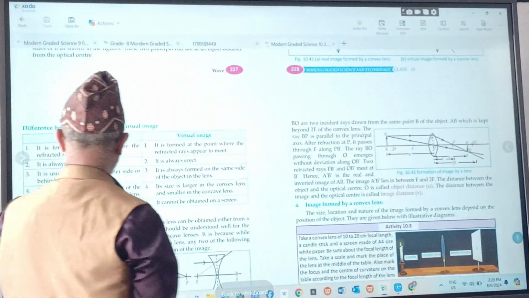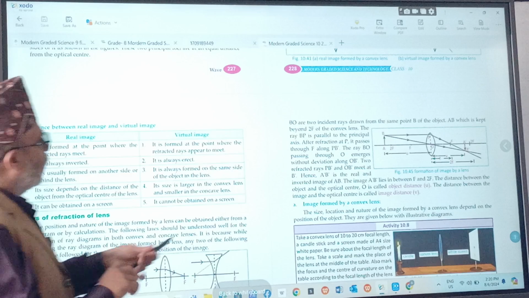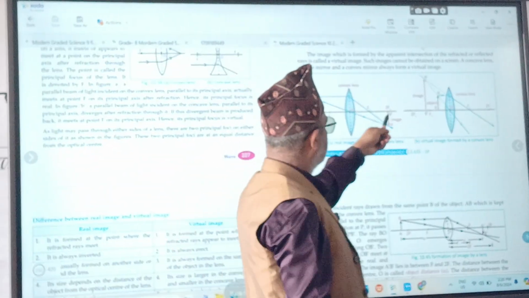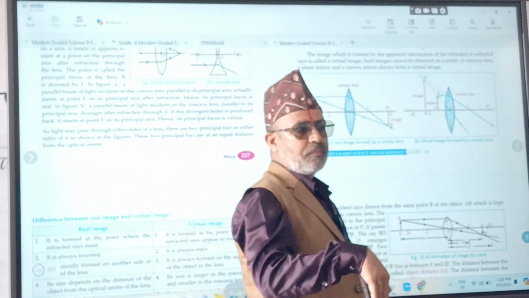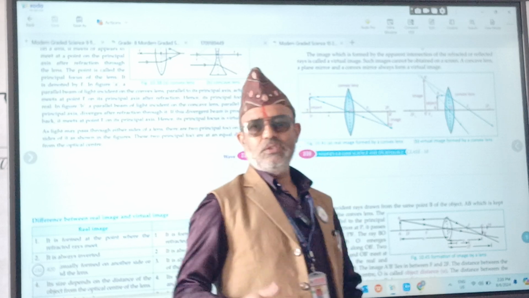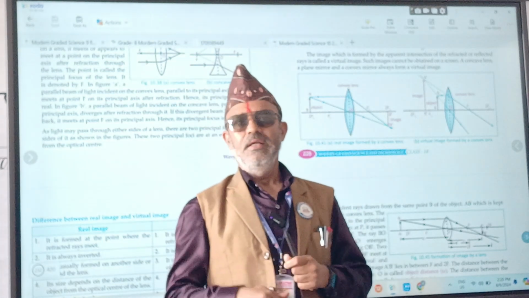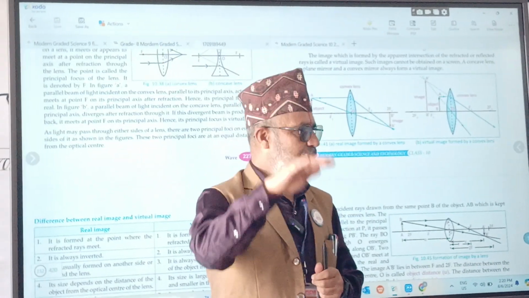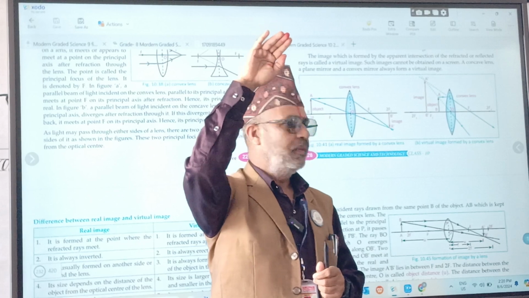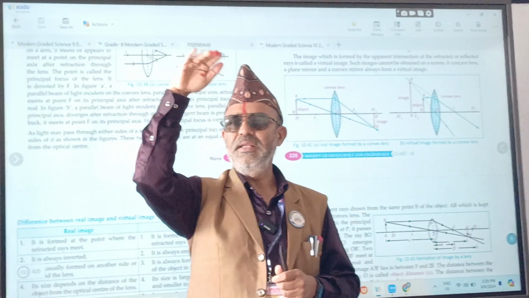Point number 3: a real image is always inverted. See, down or not? Inverted means, suppose my position is like this, right? In an inverted position, the head will be down and the legs will be up. In South Indian movies, many people are inverted, no?